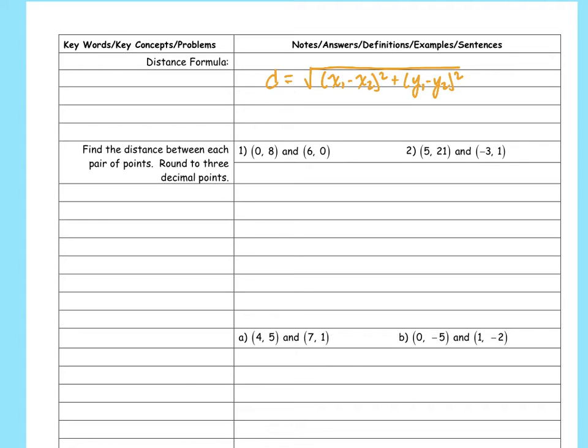By the way, this is a squared. This is b squared. D would be c squared. And how do I get d by itself? I take the square root of it. It's the Pythagorean theorem. Okay?